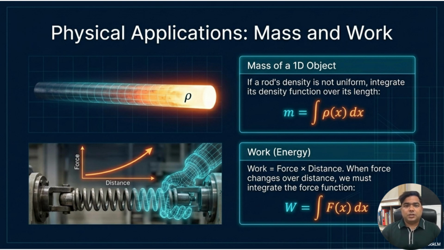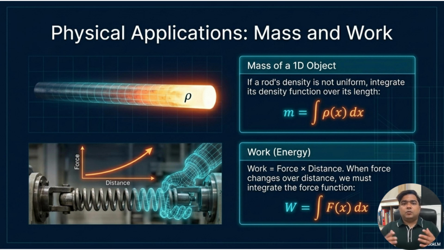The formula shown here is m equals the integral from a to b of rho of x dx. Verbally, we say mass equals the integral from a to b of the density function rho of x with respect to x. Here, rho of x represents density at position x. A tiny piece of the object has mass approximately equal to rho of x times dx. When we integrate, we add all tiny masses.